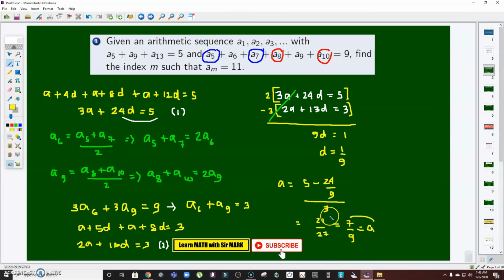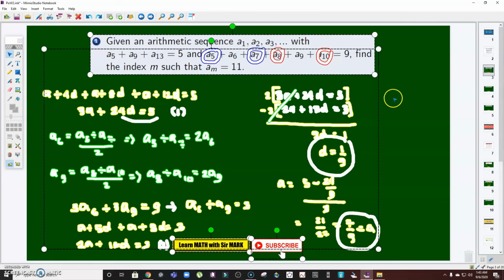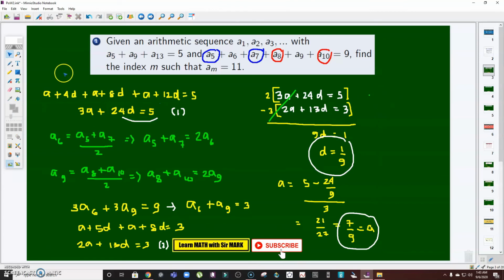So, I have the first term. Take note, we already have the first term and the common difference. So, our next goal is how are we going to determine that index. Take note, a sub m is 11. So I'll just write it here. Again, a sub m is 11. Take note, that's equal to a, the first term, plus m minus 1 times d.